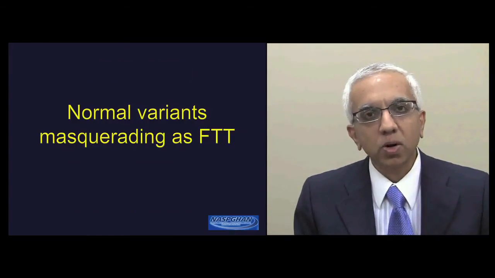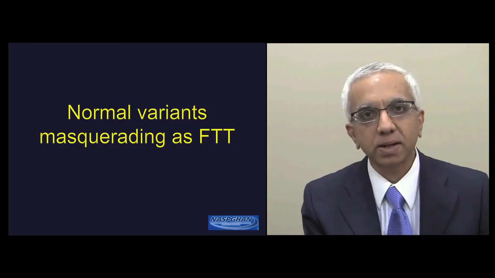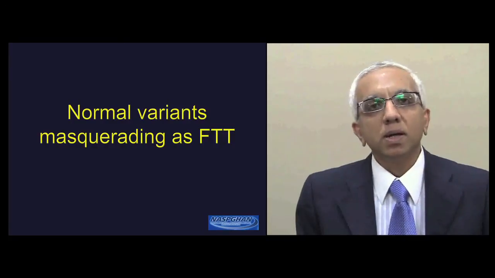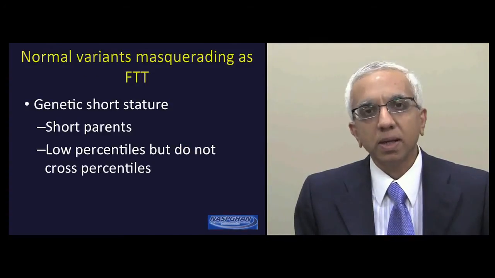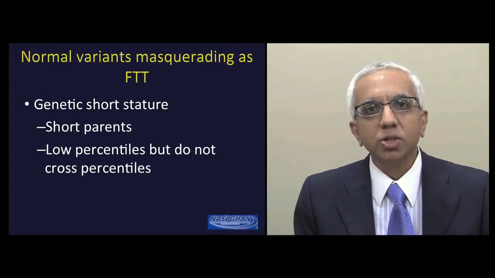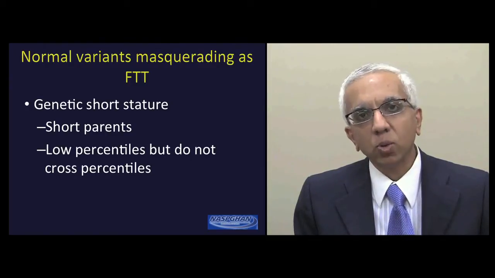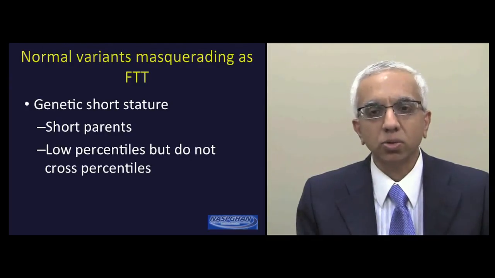We now will talk about normal variants masquerading as failure to thrive. Genetic short stature is an important cause of short stature and therefore of apparent failure to thrive. Short parents obviously produce short children. These children have lower percentiles but tend not to cross percentiles.